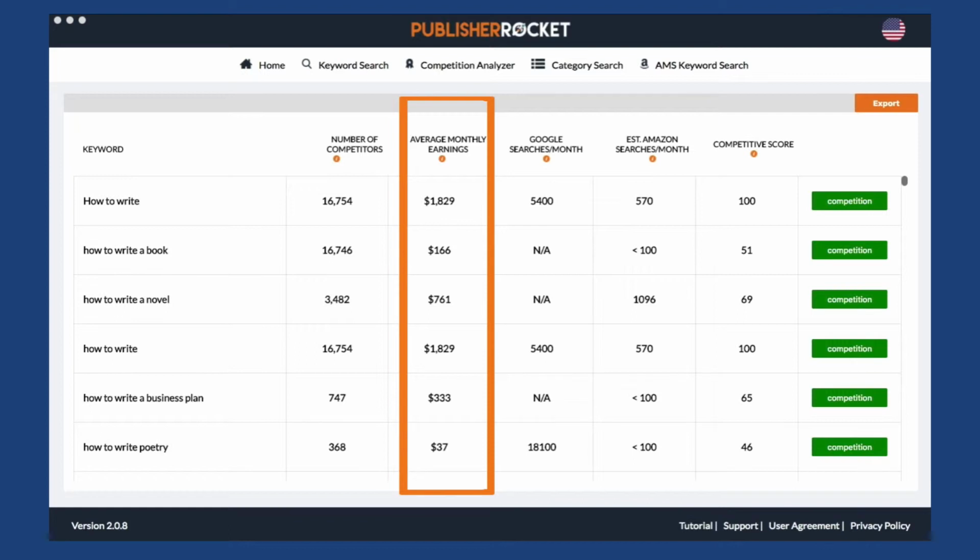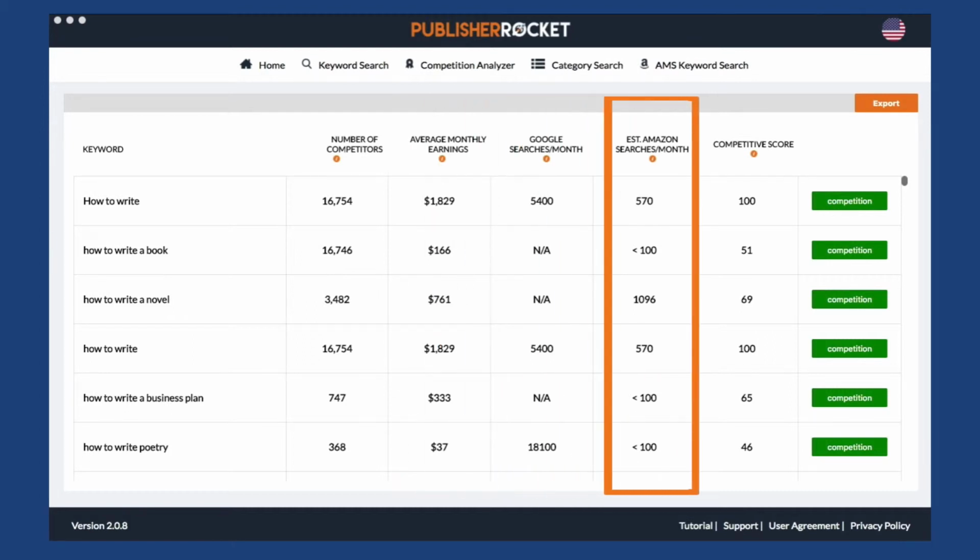If this number is too low for you, then it means one of two things. Either A, there isn't much of a market for this keyword term and thus low sales, or B, there is a market, but the market isn't fully pleased with the books that are shown to them. So how do we know which one is which?